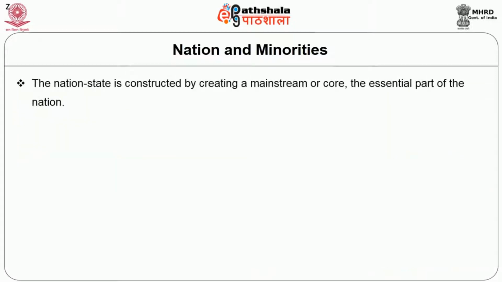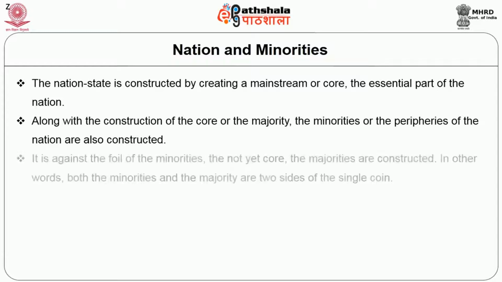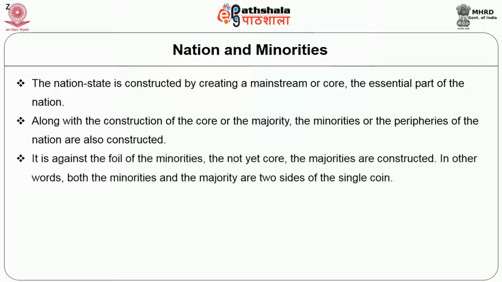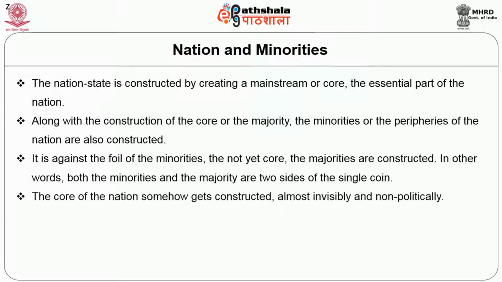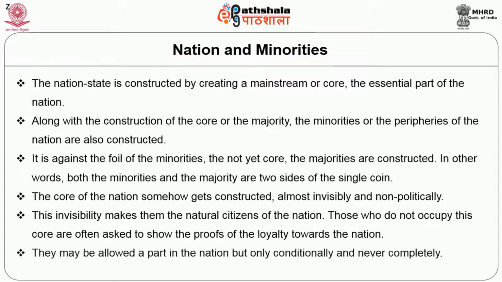The nation-state is constructed by creating a mainstream or core, the essential part of the nation. Along with the construction of the core or the majority, the minorities or the peripheries of the nation are also constructed. It is against the foil of the minorities that the core, the majority, is constructed. In other words, both the minorities and the majority are two sides of the single coin. The core of the nation somehow gets constructed almost invisibly and non-politically. This invisibility makes them the natural citizens of the nation. Those who do not occupy this core are often asked to show proofs of loyalty towards the nation. They may be allowed a part in the nation, but only conditionally and never completely.